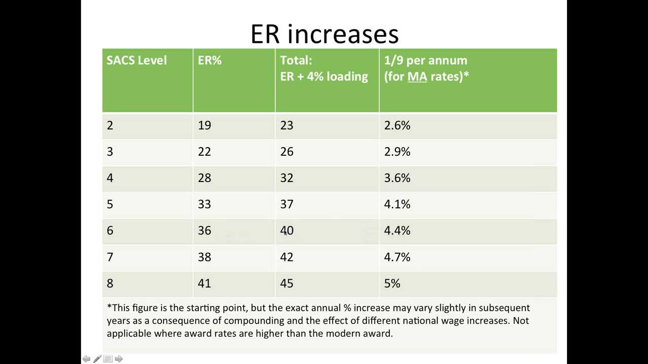In terms of the Equal Remuneration Order increases, Fair Work found a level 2 to be moving by 19%, right through to a level 8 to be moving by 41%. Then on top of that, they found there was a lack of potential bargaining within the industry, so they actually applied a 4% loading on top of those amounts. So that actually takes us to a level 2 going to 23%, right through to a level 8 going to 45%. When you divide that by the 1/9 or the 9 equal instalments, you can see the modern award will move by 2.6% for a level 2 and 5% for a level 8. Of course, we'll have a look in a second at what the specifics are in Queensland.